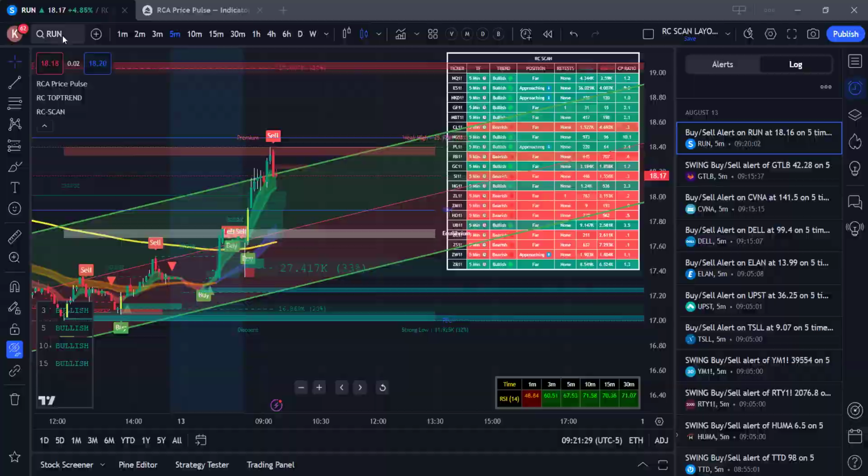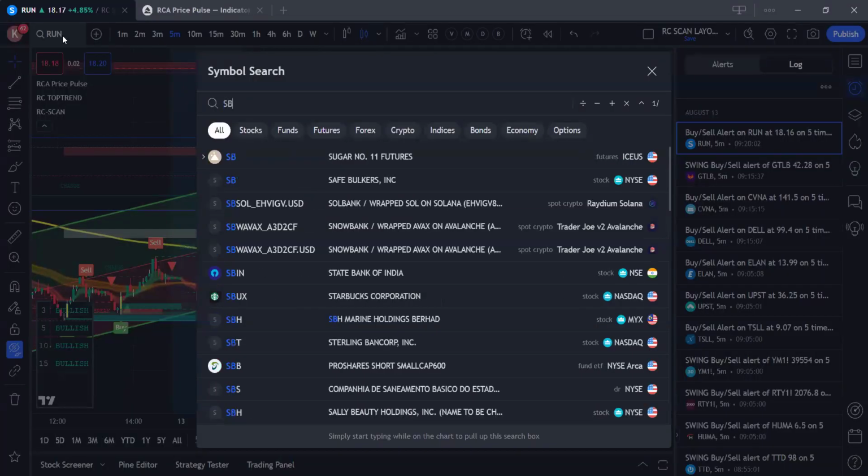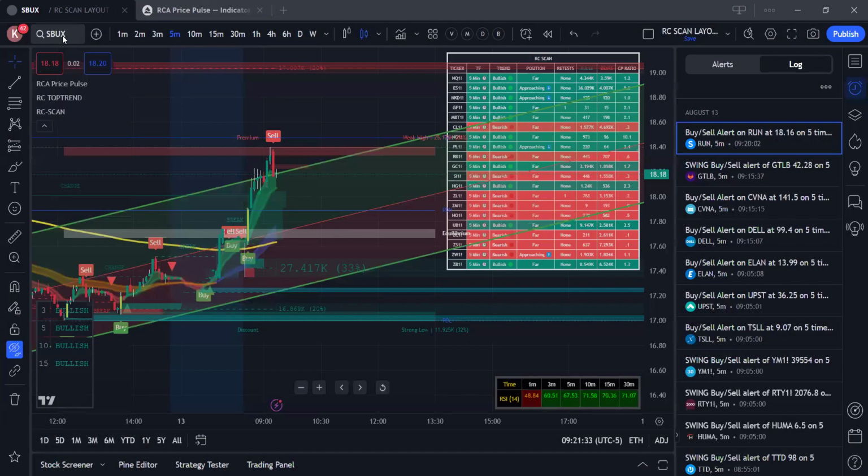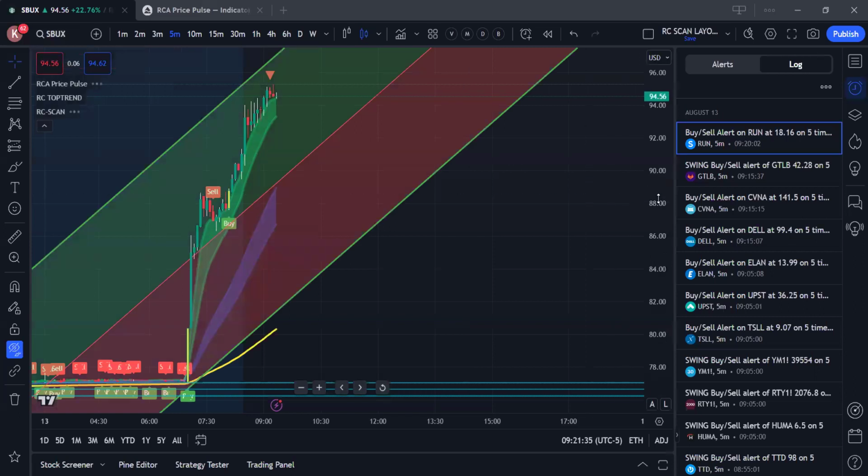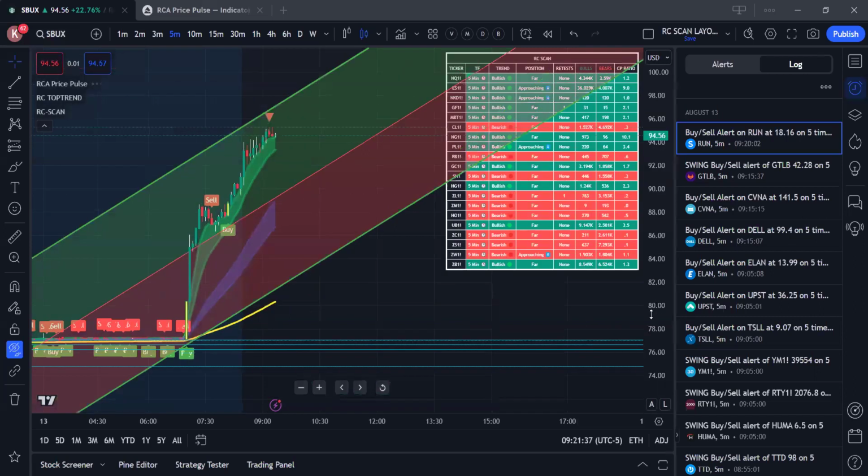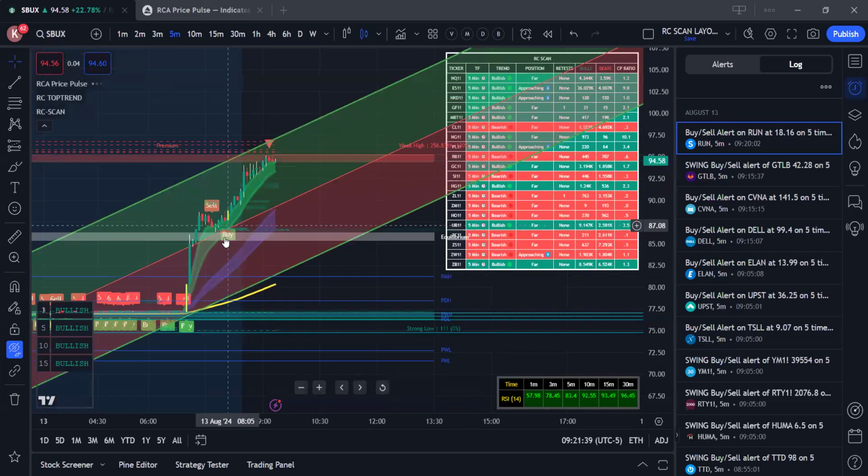Starbucks also, because they changed the CEO, it is very bullish today. So we should have this buy signal. Whenever there is a next buy, we can take Starbucks calls.